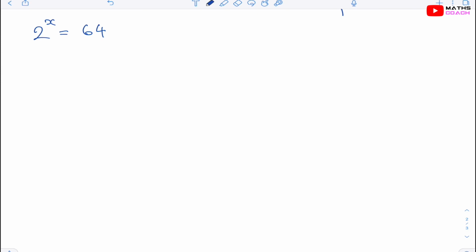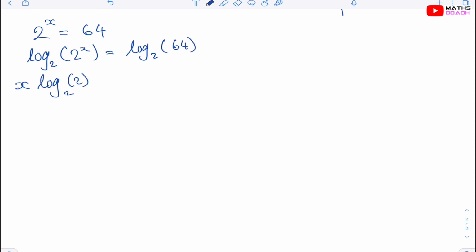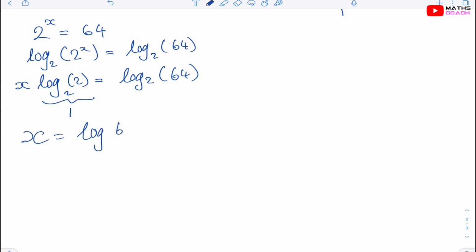So to bring the power down, we apply logs to both sides. We're going to apply log to base 2 on the left side, so that's log to base 2 of 2 to the power x equals log to base 2 of 64. The reason I chose base 2 is because the base number itself in 2 to the power x is 2. So the left hand side can be written as x times the log of 2 to base 2, and this is equal to log of 64 to base 2. And log of 2 to base 2 is 1. So this means x equals log of 64 to base 2, and that's equal to 6.